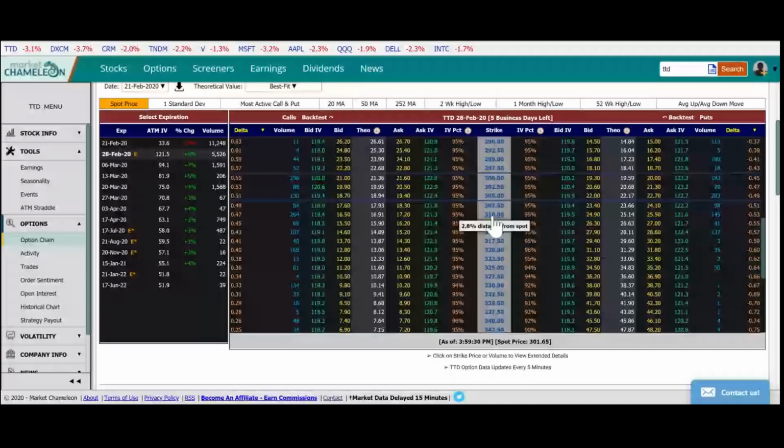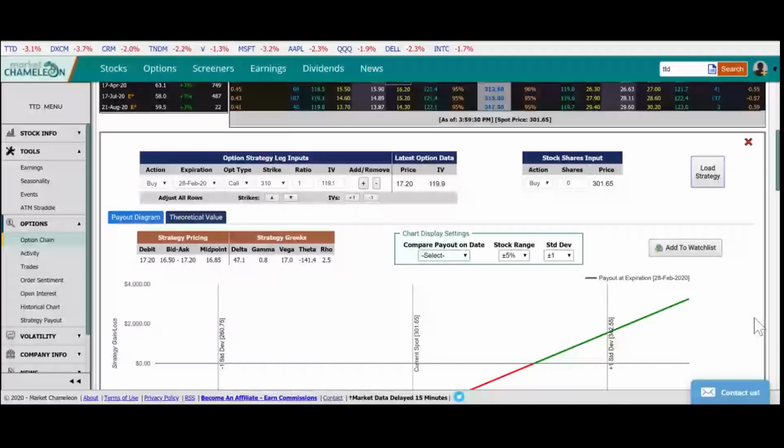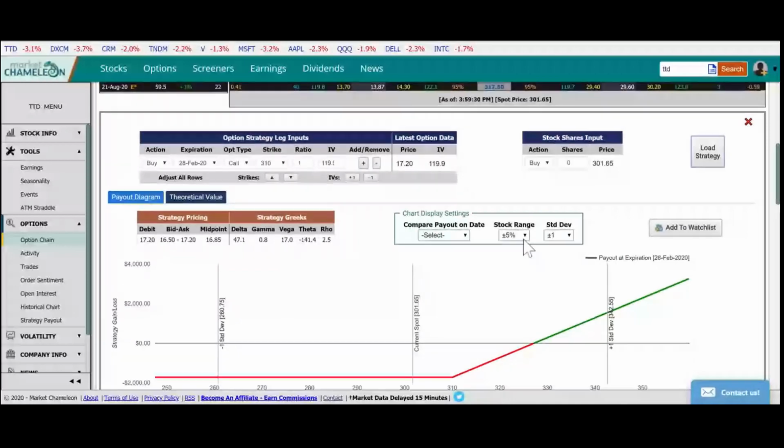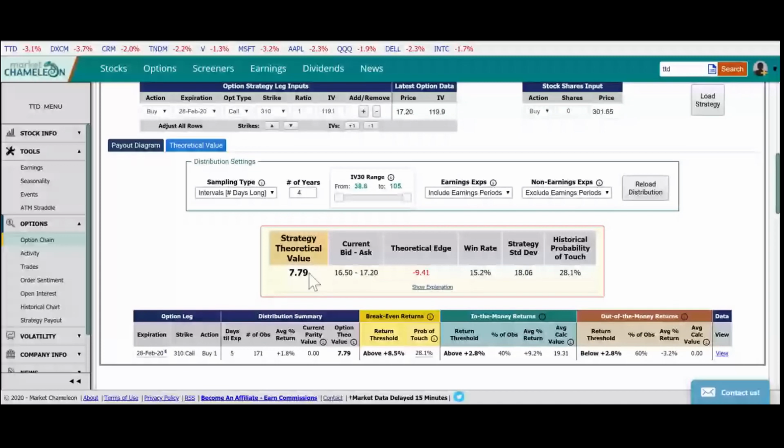You could create any strategy. You load that strategy. This is what it looks like. If you wanted to see what it looks like before expiration, you could also do that. You could change it and rerun the strategy, or change the implied volatility. But let's just see theoretically what do we think it's worth? So I'm going to use 6 years of data, and I'm going to say only earnings periods. So it's only going to look through earnings periods, and it's going to say that historically.